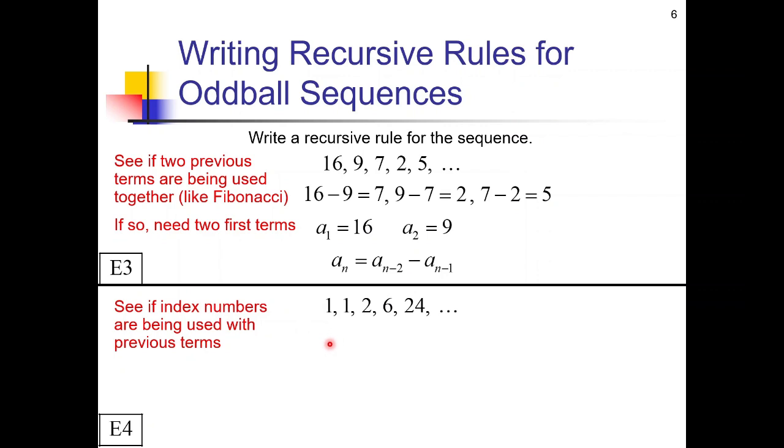So with that hint in mind, pause the video and see if you can come up with a recursive formula for this one.